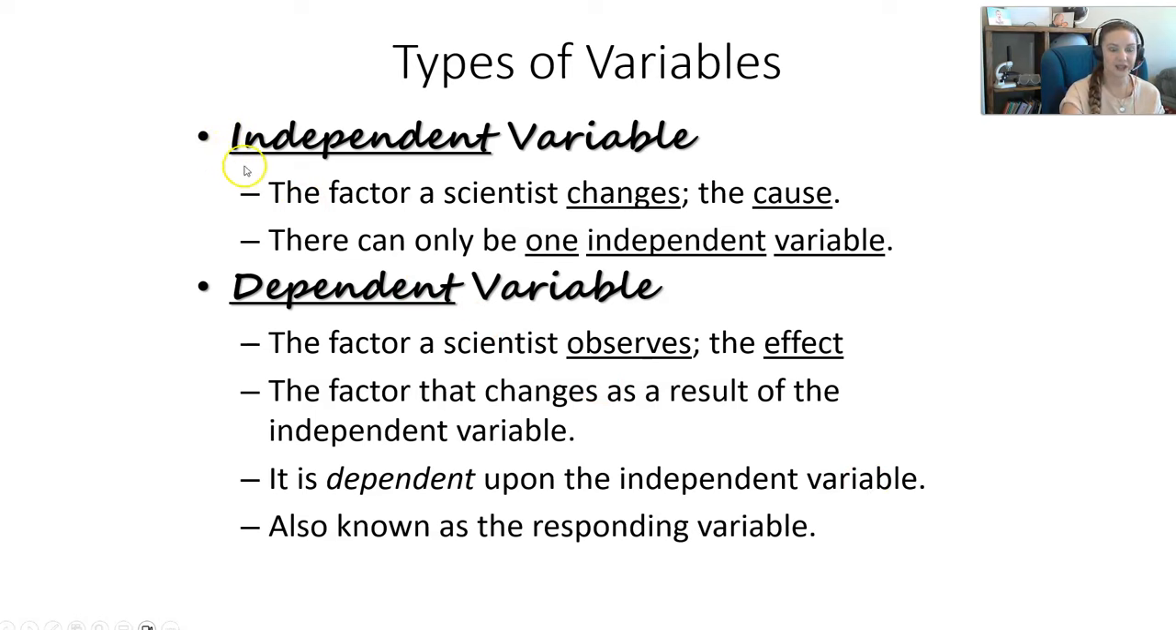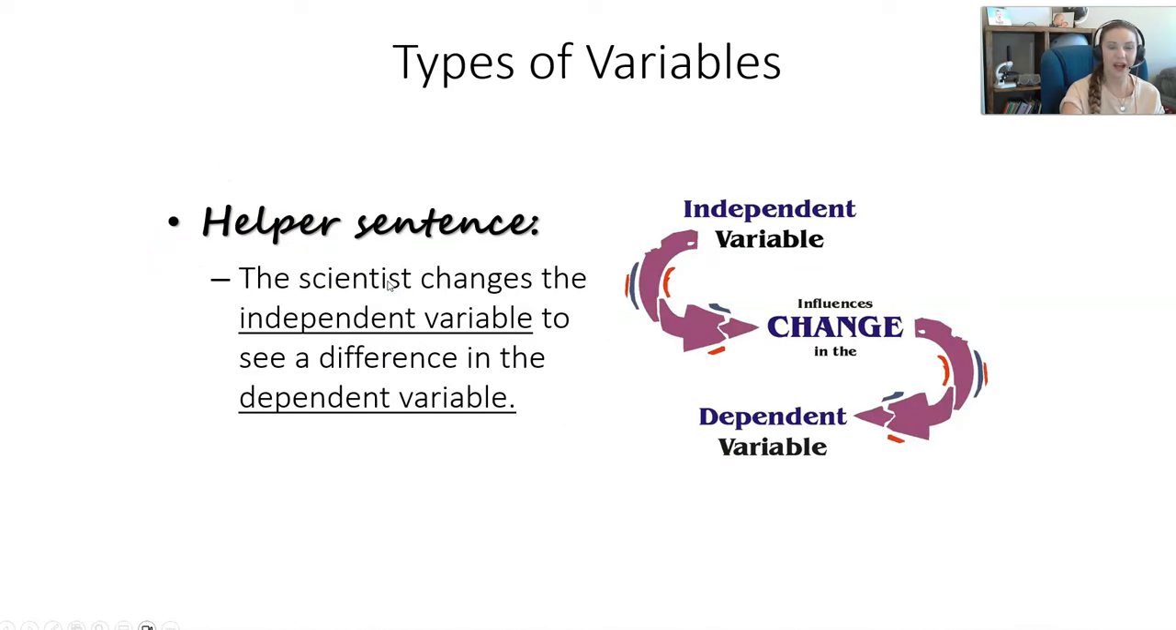So independent variable, I remember that as I. Independent, I change something to see something else happen. This is dependent on what I change. Okay, so a helper sentence would be the scientist changes the independent variable to see a difference in the dependent variable.